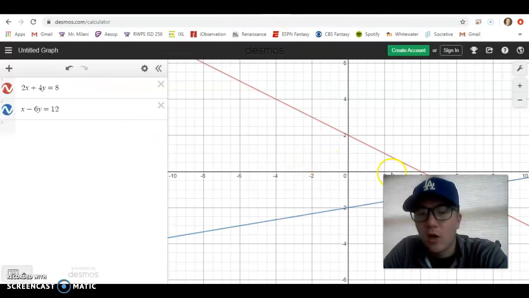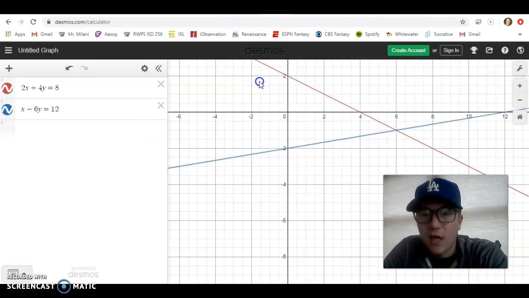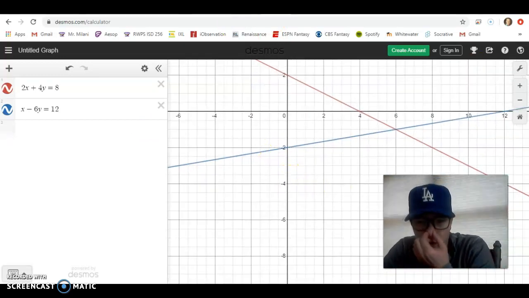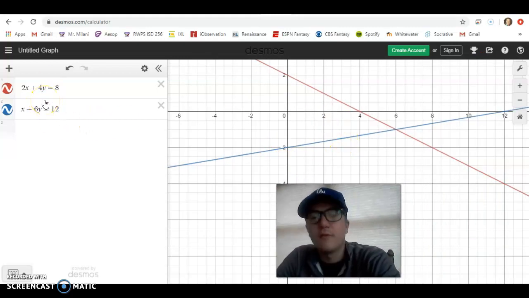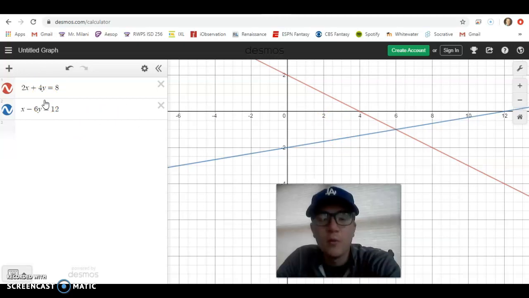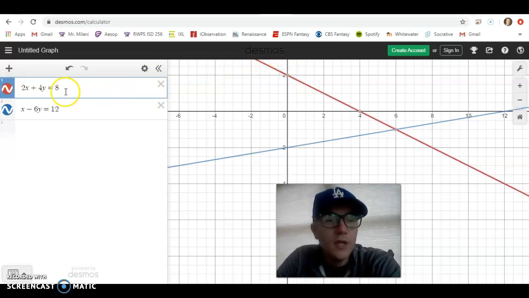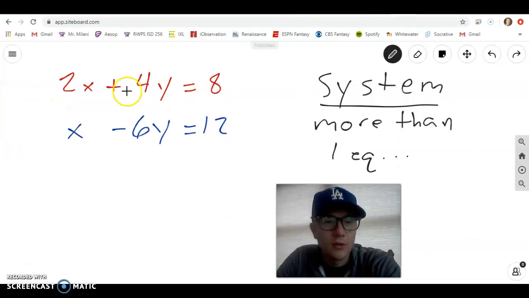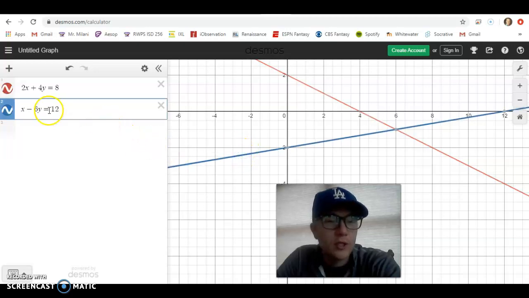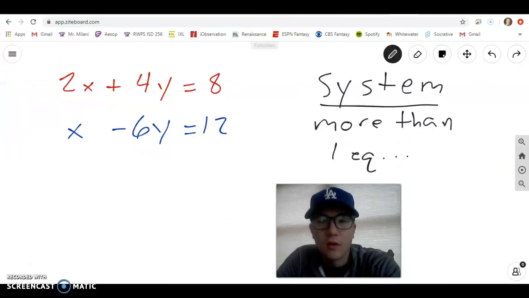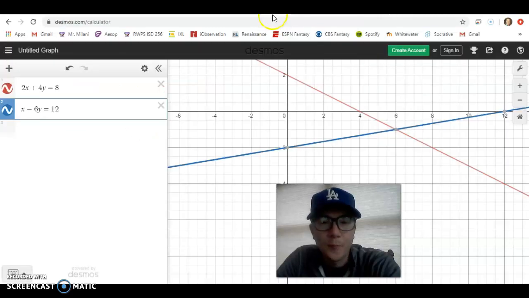When we look at this already being graphed, I'm going to have to move this a little bit because my face is in the way. Each of these is a line, right? When there's an x and a y involved, we've spent a lot of time talking about lines, and we really started with y = mx + b. If there's an x and a y, it makes a line. So this red line is your red equation, 2x + 4y = 8. And then the blue line is a separate equation, x - 6y = 12.